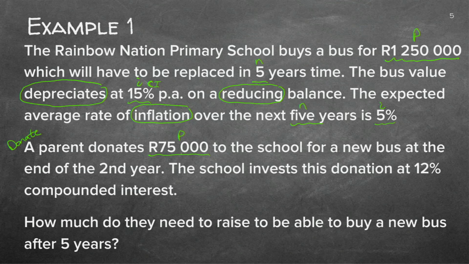Now, these parents donate for a new bus at the end of the second year. So if they donate at the end of the second year, but the whole scenario goes on for 5 years, do you agree with me? They're actually donating for 3 years. So I can actually write here, n is equal to 3. Let's just go back and see why I'm doing that. This whole thing is by the end of 5 years. They need to replace this bus, which is a normal thing, especially for a school bus. So at the end of 5 years, then they work out the inflation, what is going to be at the end of 5 years. So it's two different things.